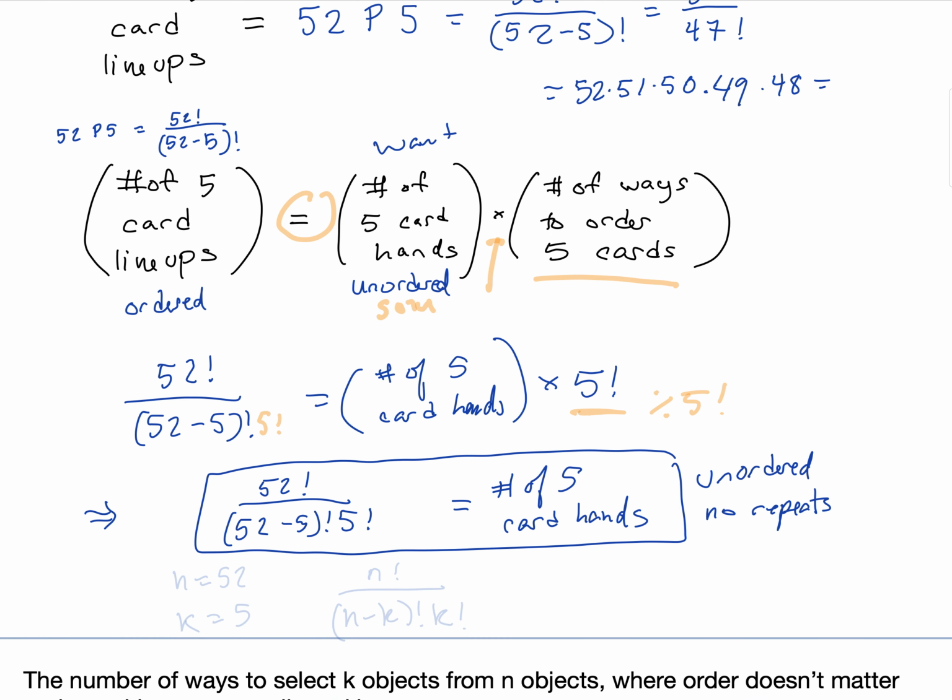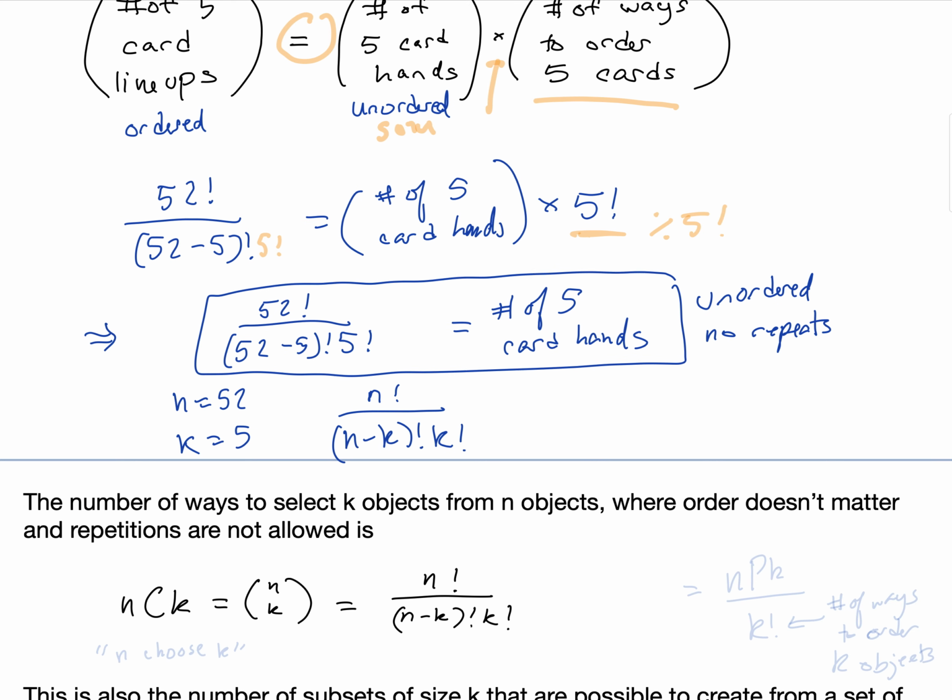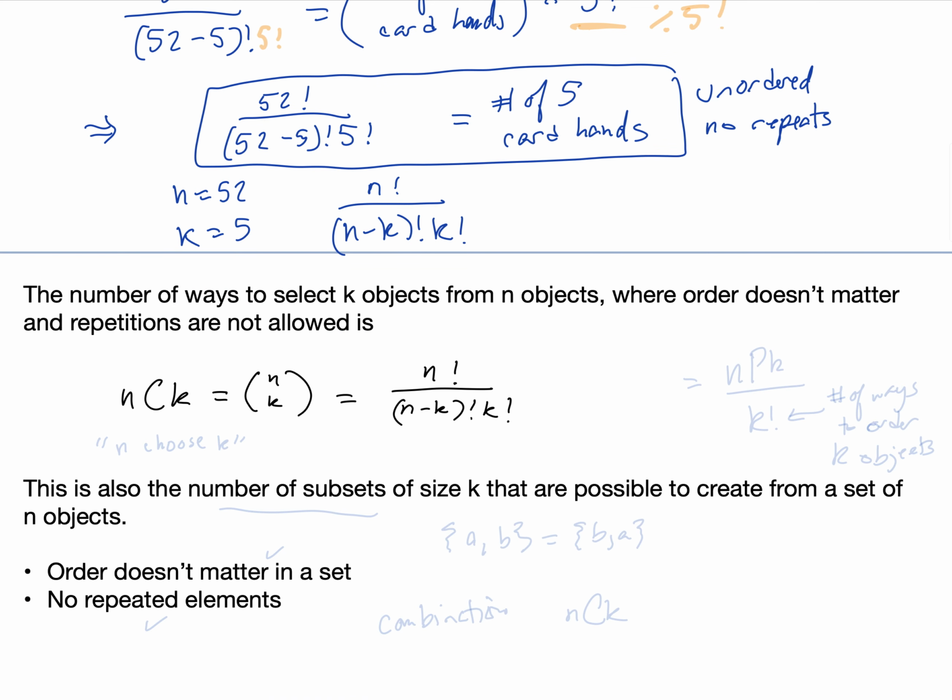So in general, we had n equals 52 objects to choose from, k equals 5 objects, 5 cards, and so what we have here is n factorial divided by n minus k factorial, that's just the permutation part, and then divide by k factorial, the number of ways to rearrange those k objects. So in general, the number of ways to select k objects from n objects where order doesn't matter and repetition is not allowed is n choose k. This is pronounced n choose k. It's often written with n and k over each other in parentheses. n choose k is equal to n factorial divided by n minus k factorial times k factorial.